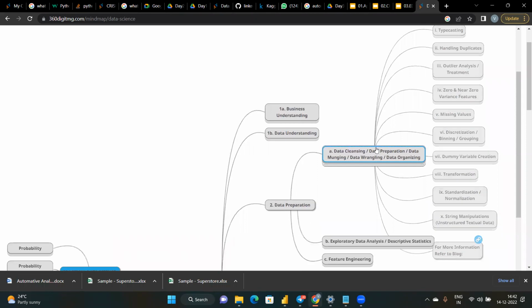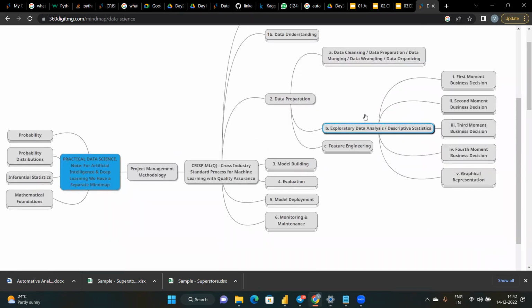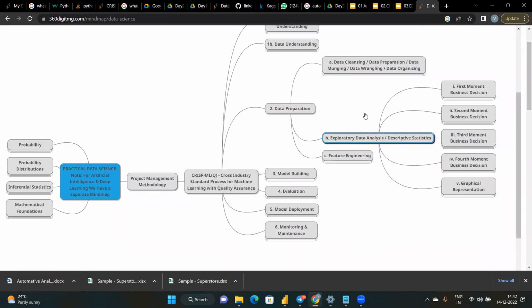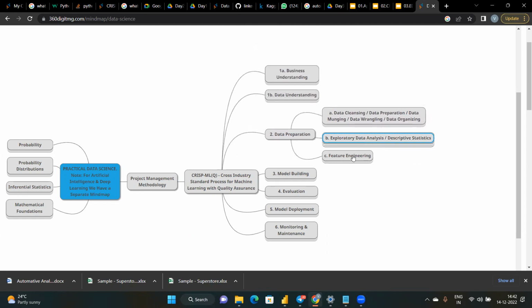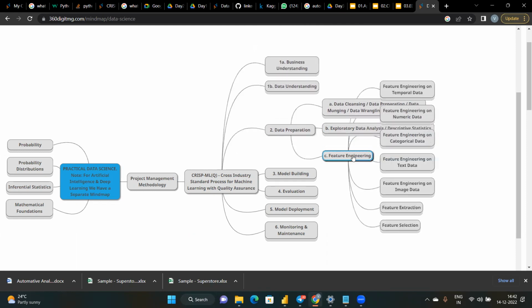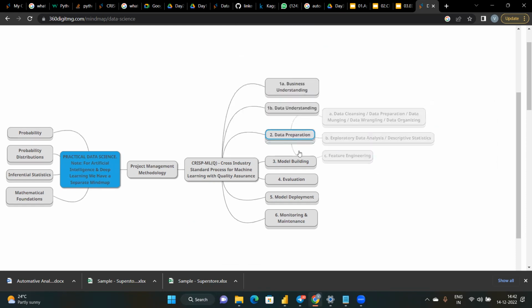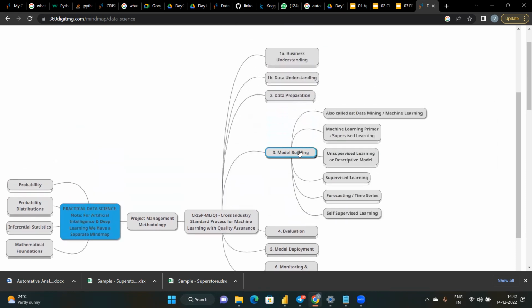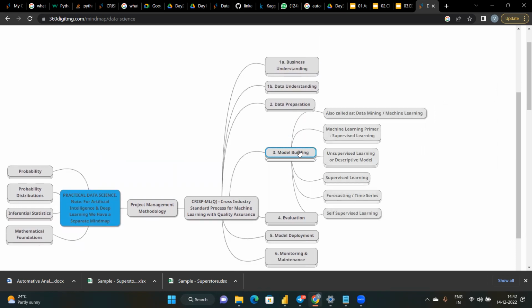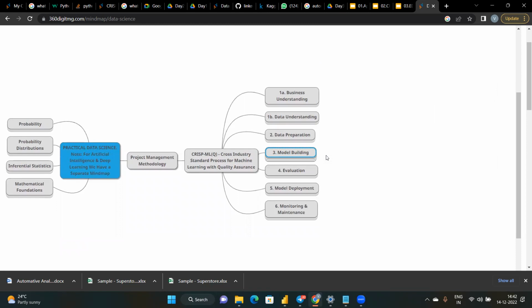And after that, what we have seen is exploratory data analysis, right? We have seen the first moment business decision, second moment, third moment, fourth moment, and so on. How are we going to implement this? I have explained it to you. Today we'll be seeing feature engineering, okay? The data preparation basically, okay? We'll be going with supervised learning and unsupervised learning models. Okay, so why do we need this?